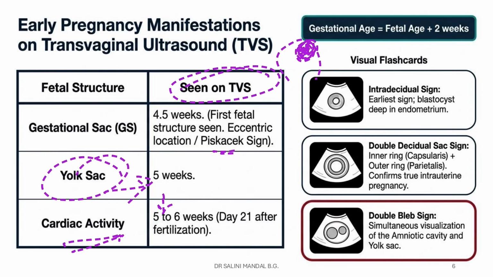Now, how do we calculate the gestational age? Gestational age is basically the fetal age plus 2 weeks.